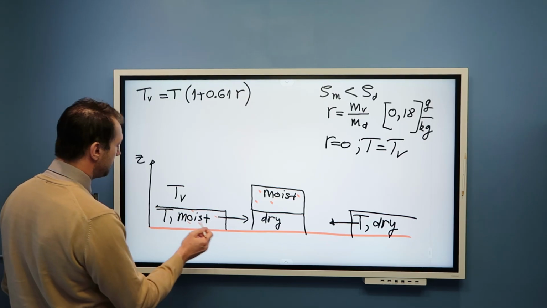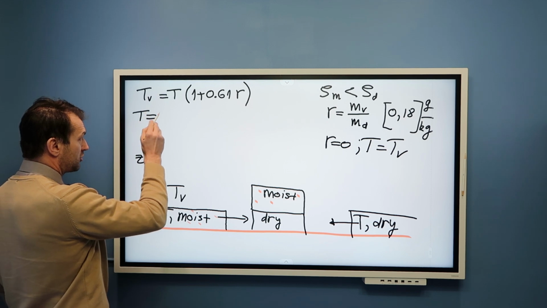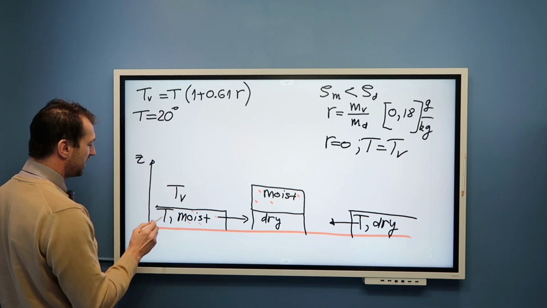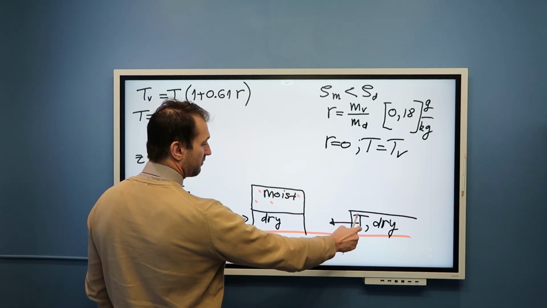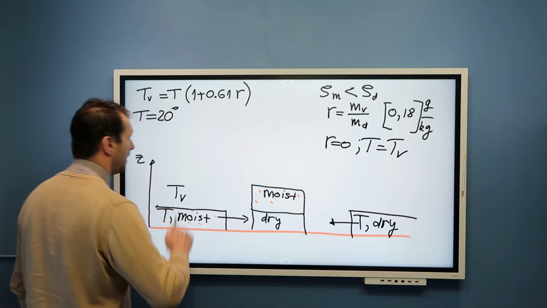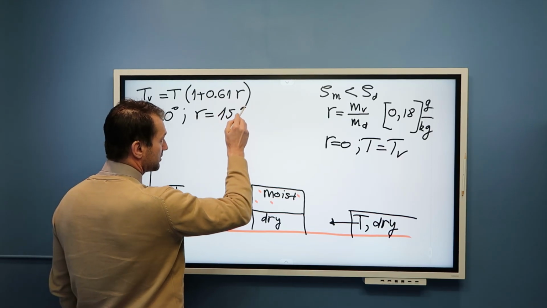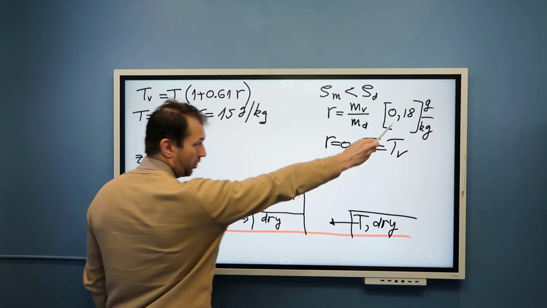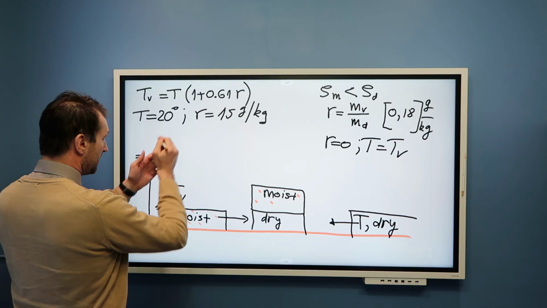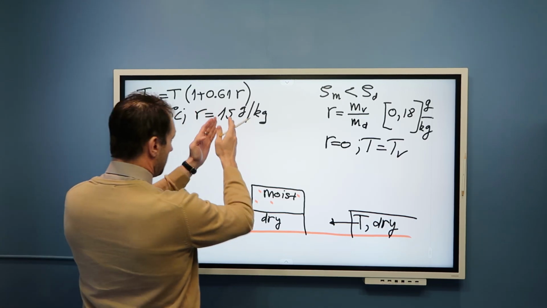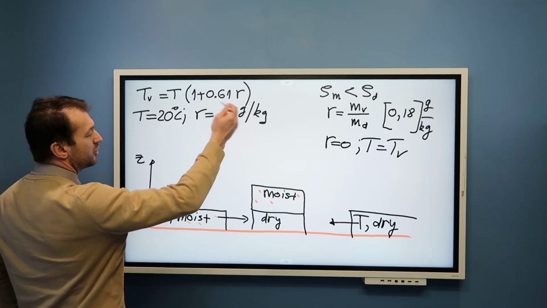So let's assume that this moist air had a temperature of 20 degrees Celsius. So that means this temperature is 20 degrees Celsius, and this temperature is also 20 degrees Celsius. But this moist air had a mixing ratio of, let's say, 15 grams per kilogram. So that's close to 18, so that's a quite moist parcel of air. Now convert this temperature to kelvins. 15 grams per kilogram is 0.015 in the unitless format.